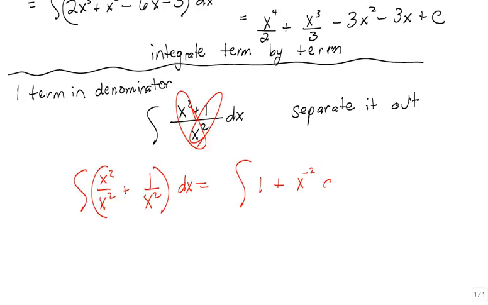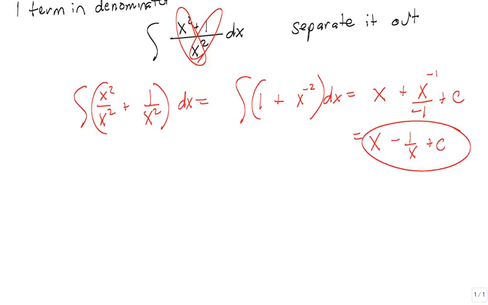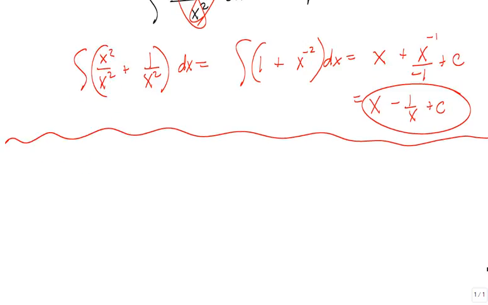And then you're integrating this, which is x plus x to the minus 1 divided by negative 1, which is x minus 1 over x plus c. So in that case, you can't just integrate the numerator, integrate the denominator separately. You have to use some, as we call them, tricks of the trade.